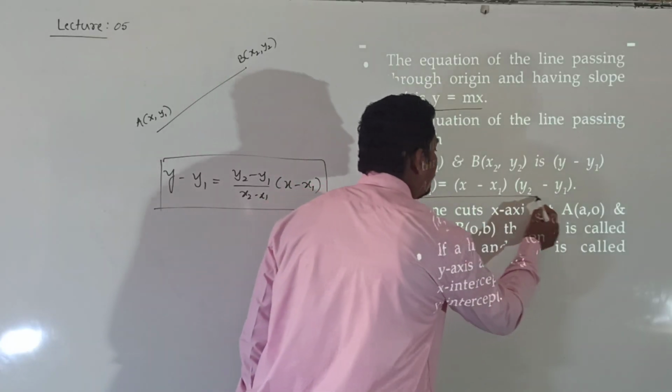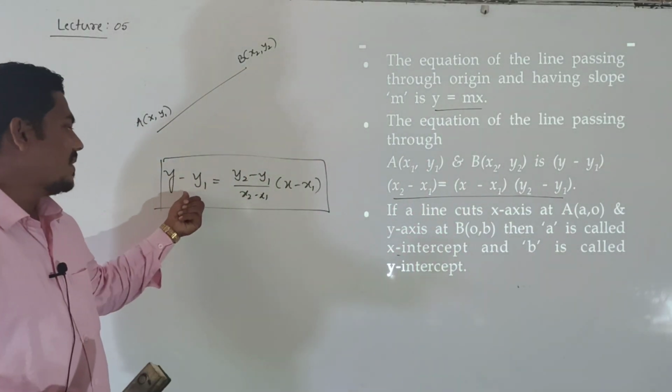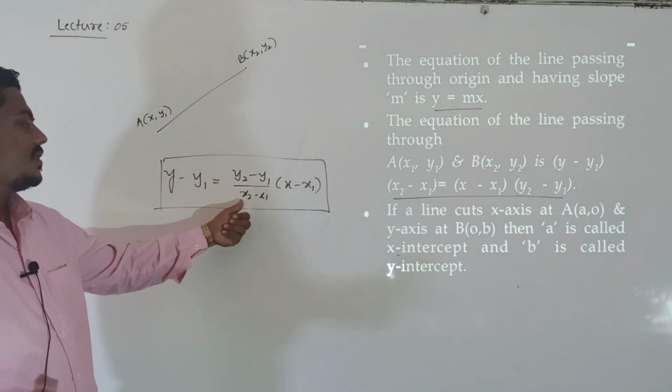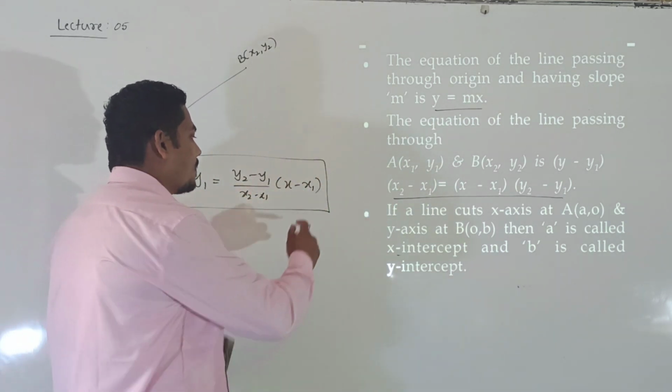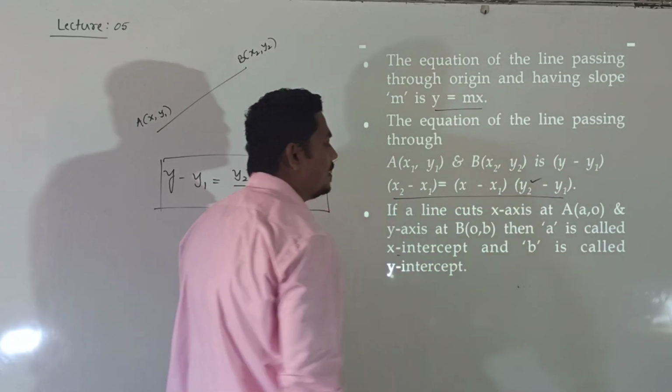If you simplify this one, then you get y minus y1 is equal to (y2 minus y1) divided by (x2 minus x1) into (x minus x1). These two are one and the same. Both the expressions are equivalent, right?